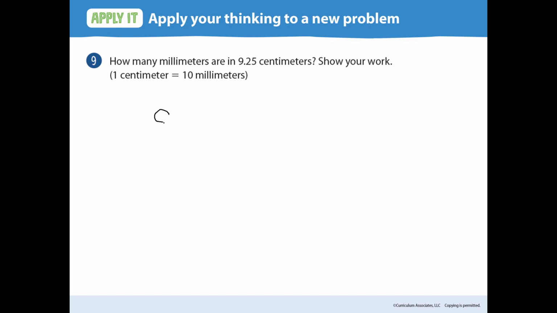So if I'm starting with 9 25/100 centimeters, then I'm going to multiply to convert it to the smaller measure. So there are 10 millimeters in each centimeter, so I'm going to multiply this amount by 10. And when I'm multiplying by a power of 10, all I have to do is move my decimal point. It's getting larger, so 1 place to the right, and my decimal moves there. So 9 25/100 centimeters is the same as 92 5/10 millimeters.